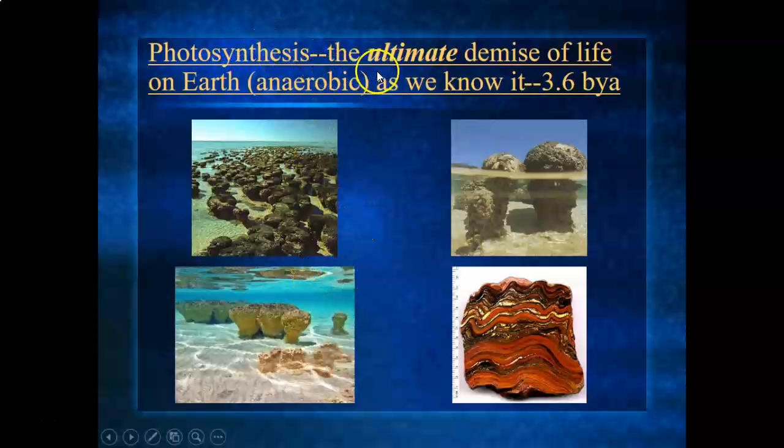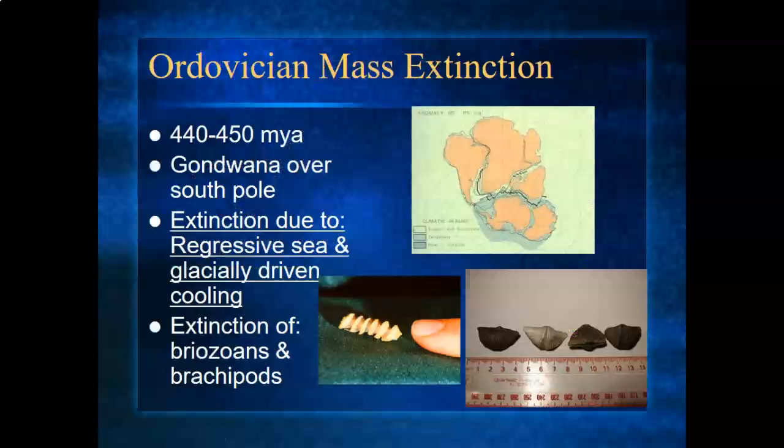The ultimate demise of life on Earth as we know it was about 3.6 billion years ago, because we had these stromatolites popping up everywhere, changing the environment, allowing oxygen to become more abundant, which allowed for life to take over. And so our first mass extinction was the Ordovician, which is one of our earliest eras.